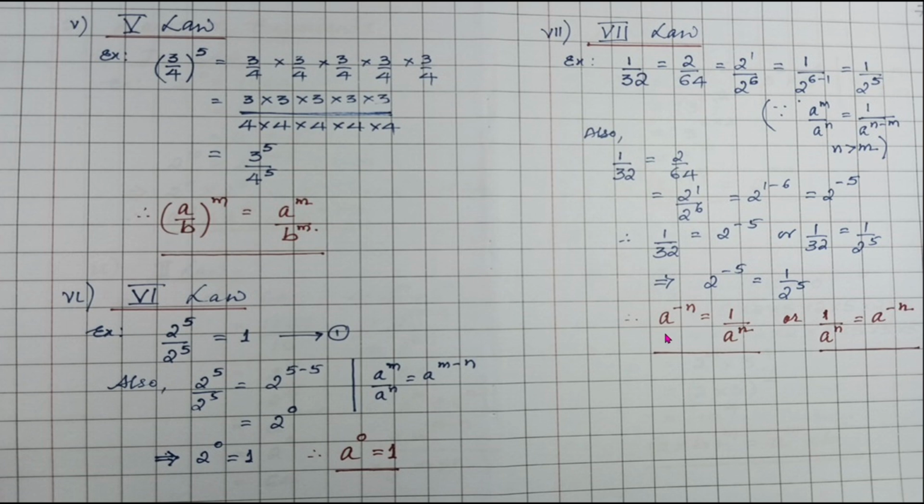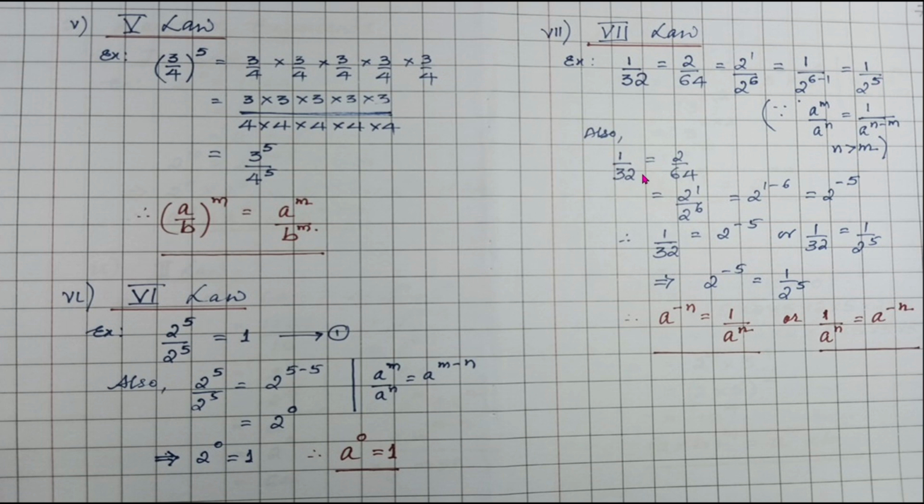The next law, that is a raised to minus n is equal to 1 by a raised to n, or 1 by a raised to n is equal to a raised to minus n. Let us take an example here. 1 by 32. 1 by 32 can be written as 2 by 64, and 2 by 64 is 2 raised to 1 upon 2 raised to 6, and we can apply the law that a raised to m by a raised to n is equal to 1 by a raised to n minus m, because n is greater than m here, and therefore we get 1 divided by 2 raised to 6 minus 1, and that is 1 by 2 raised to 5. That means 1 by 32 is 1 by 2 raised to 5.